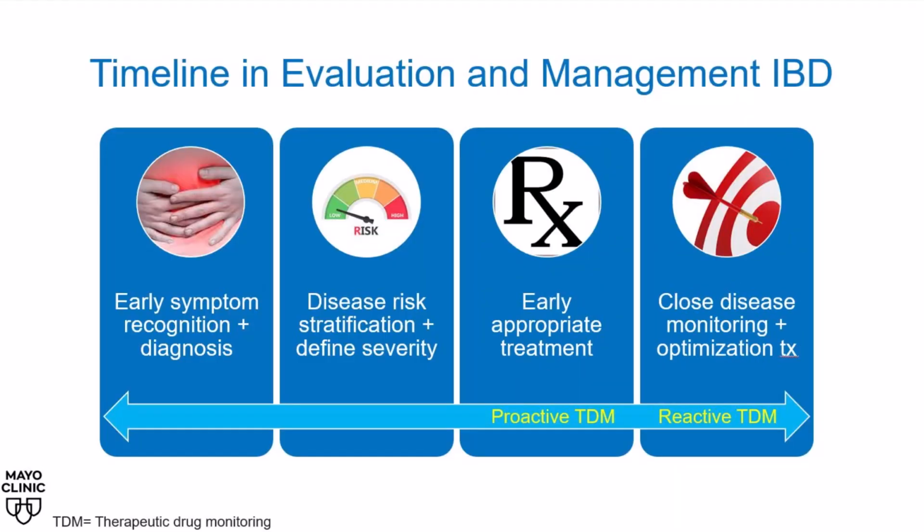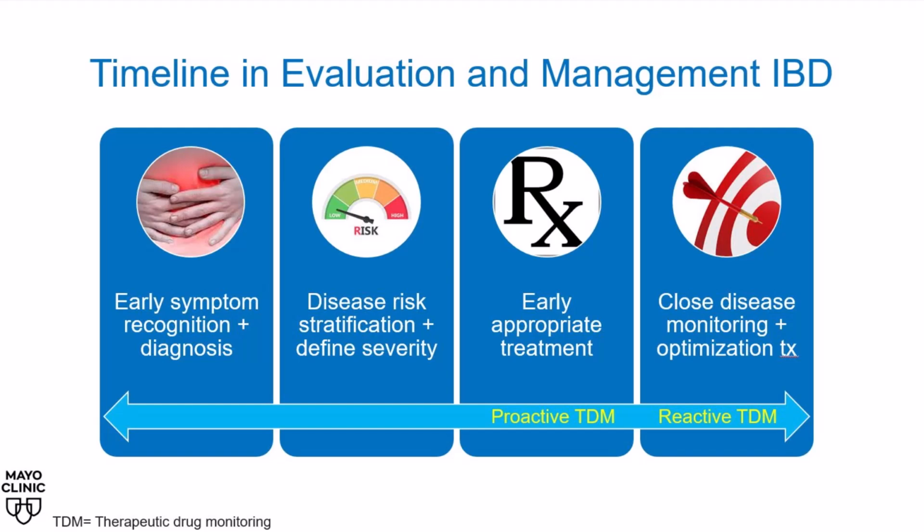This slide is not new to you. You understand that there's a timeline which is often delayed in our patients with inflammatory bowel disease in terms of the evaluation and management. Ideal state, we want to understand symptoms early, recognizing them, and provide an accurate diagnosis. But future state, maybe it's that we're identifying patients before they even present or have phenotype of inflammatory bowel disease, those that are at risk for future development.